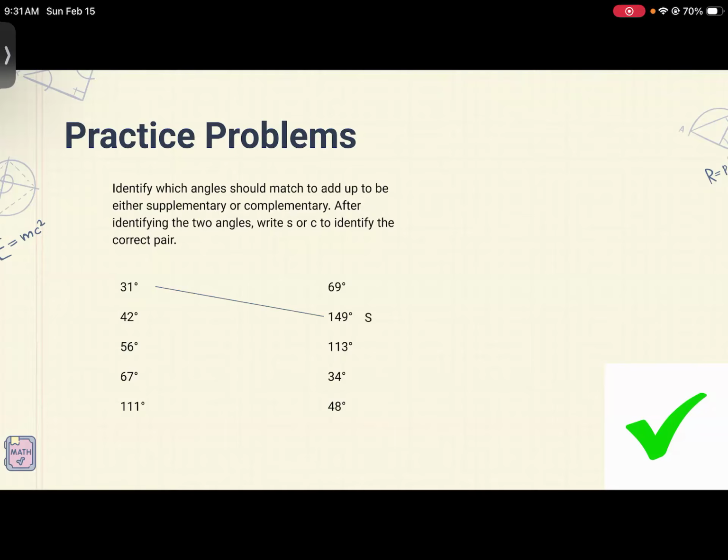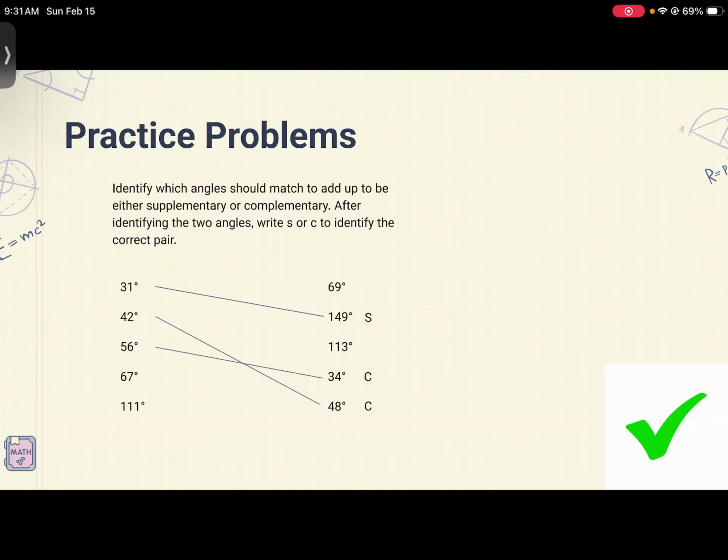Now the next one, 42 degrees, if it was to be supplementary, it would have to be 138, but if it was complementary, it would have to be 48 degrees. So it looks like it'll be 48 degrees in complementary. Next, 56 degrees, it'll either have to add 124 to make it supplementary or 34 to make it complementary. And 34 is the correct answer, with it being complementary.